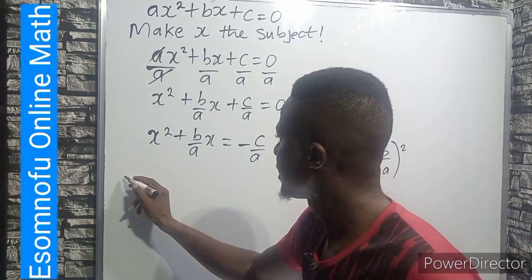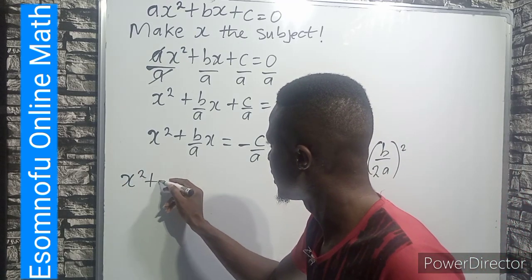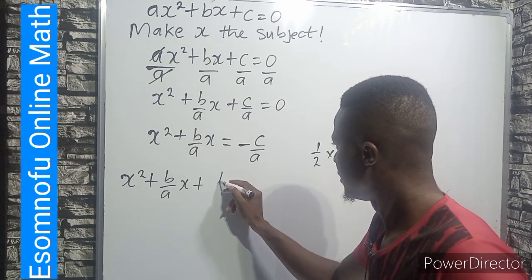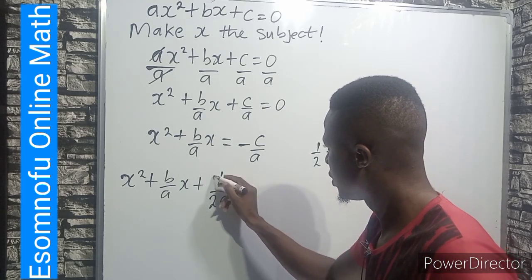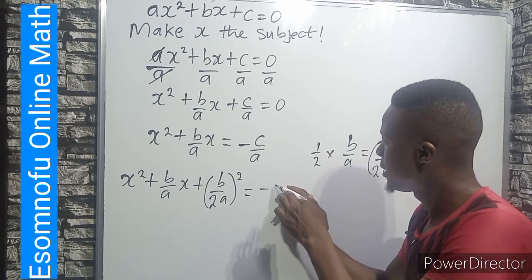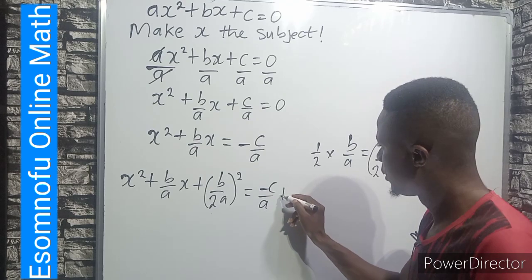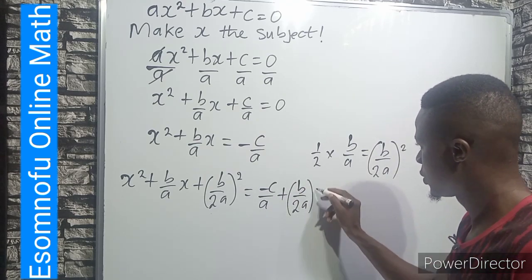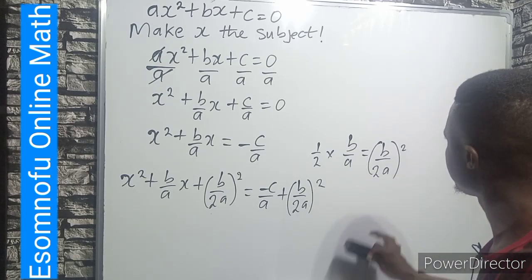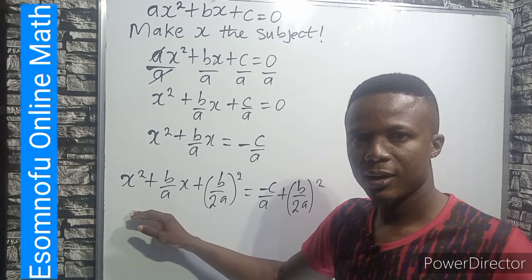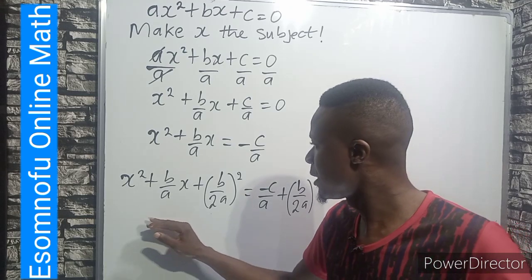So coming to the left hand side, I shall have x squared plus b over a x. Then I'll add b over 2a all squared to the left hand side. Also to the right hand side, I have minus c all over a. I will also add b over 2a all squared. Then this is now a perfect square. Okay, you can factorize it.